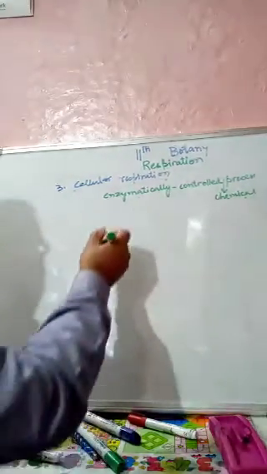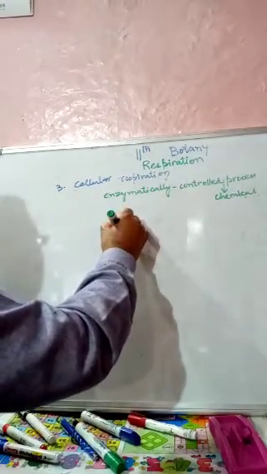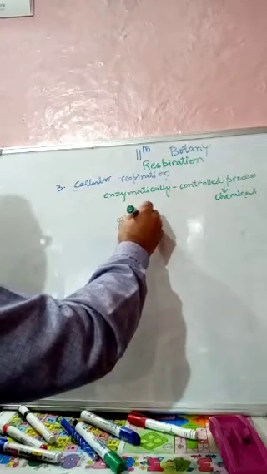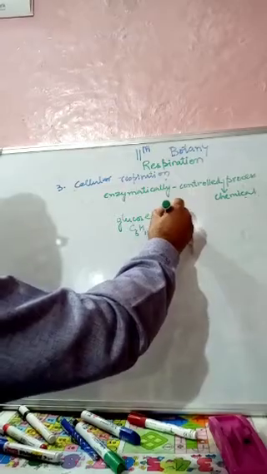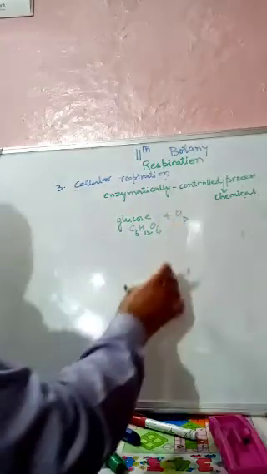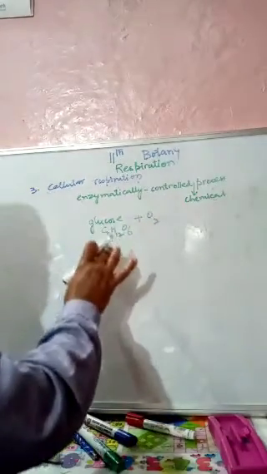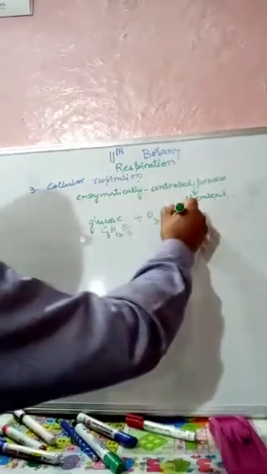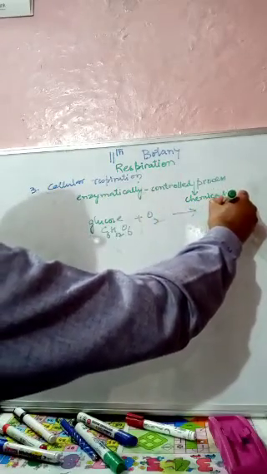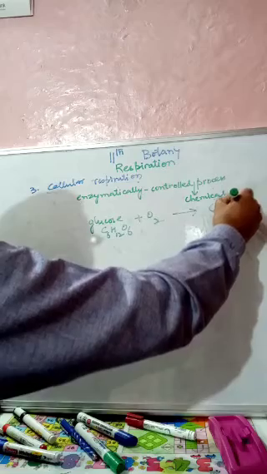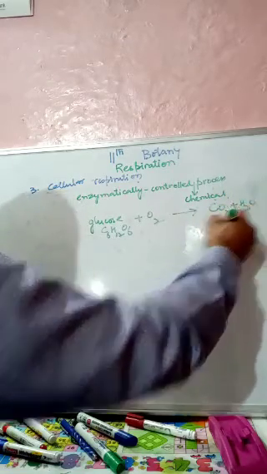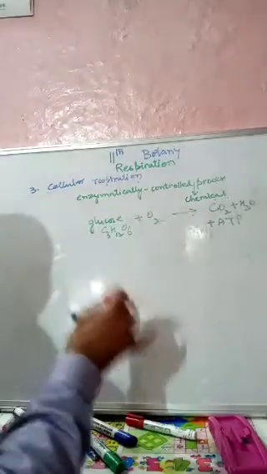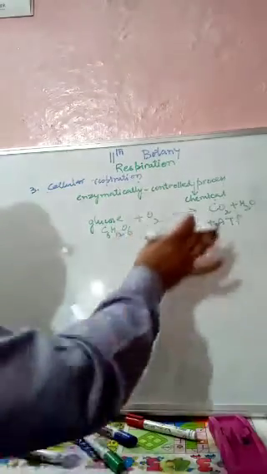Chemical process in which glucose, C6H12O6, is oxidized inside the mitochondria to produce the simpler substances, carbon dioxide and water, plus energy-rich molecules are produced.